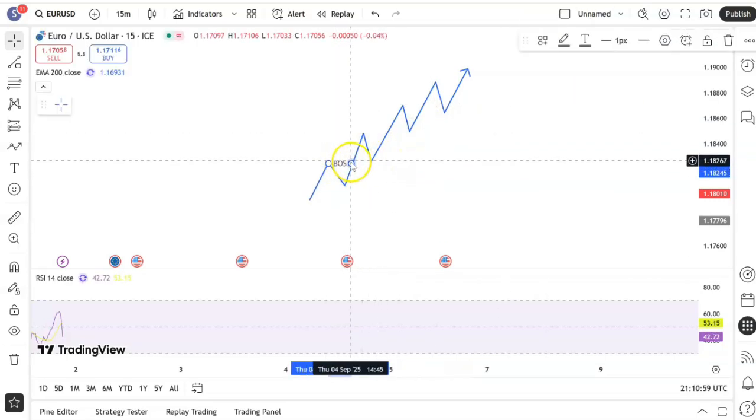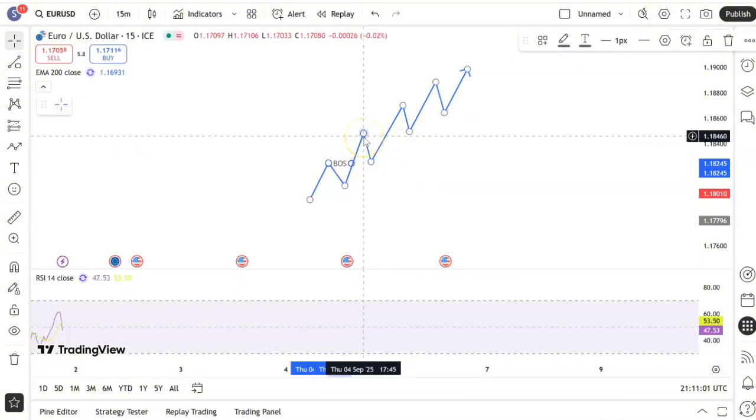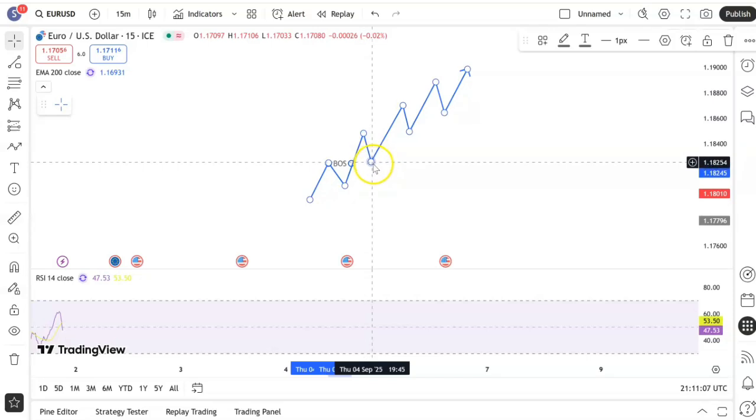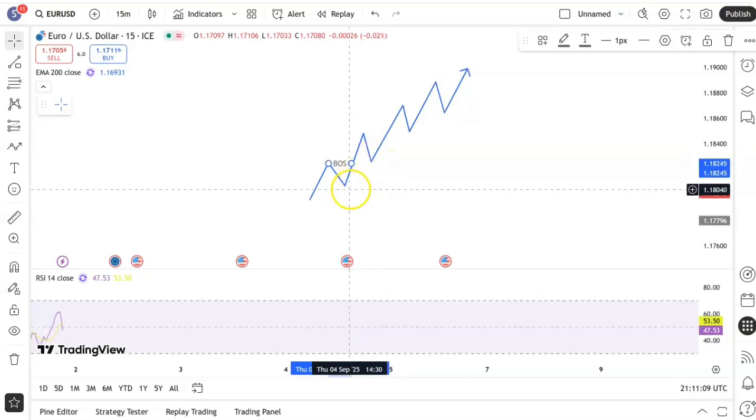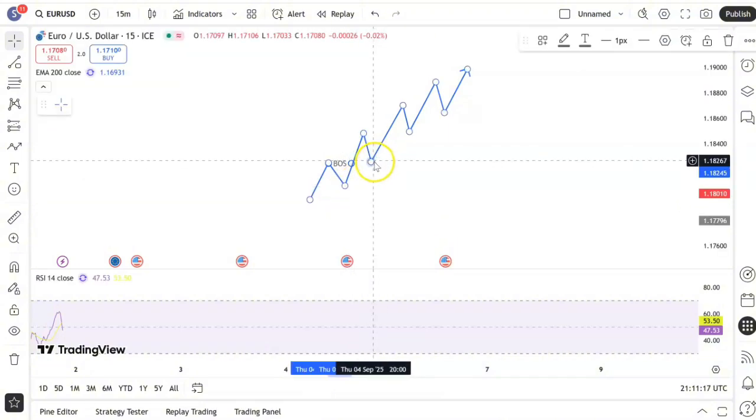After the structure has been broken, the market forms another higher high, then comes back down with a correction, forming a higher low. Why is this a higher low? Remember, this is a higher low, and this is a higher low. Why is this a higher low? Because this low is higher than this one. That is why this is also a higher low. This low is higher than this.